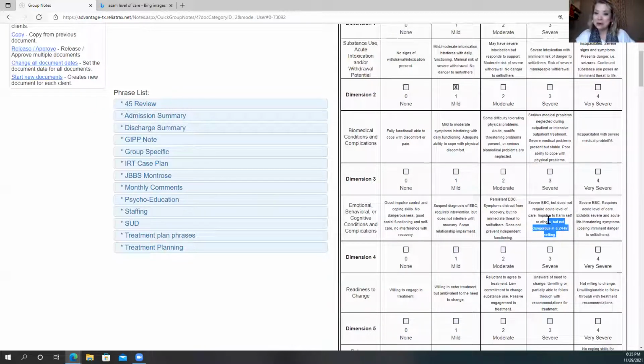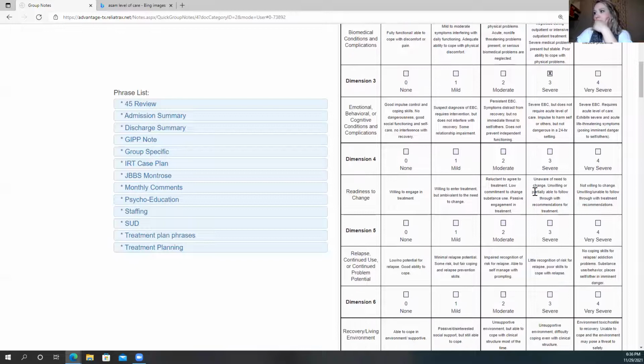They might have impulses to harm others or to harm themselves or to just have general impulsive behavior, but it's not really dangerous in a 24-hour setting like we have at ATC. Most of our clients fall into that category. If they're coming into IRT, most of them are going to fall into that category.